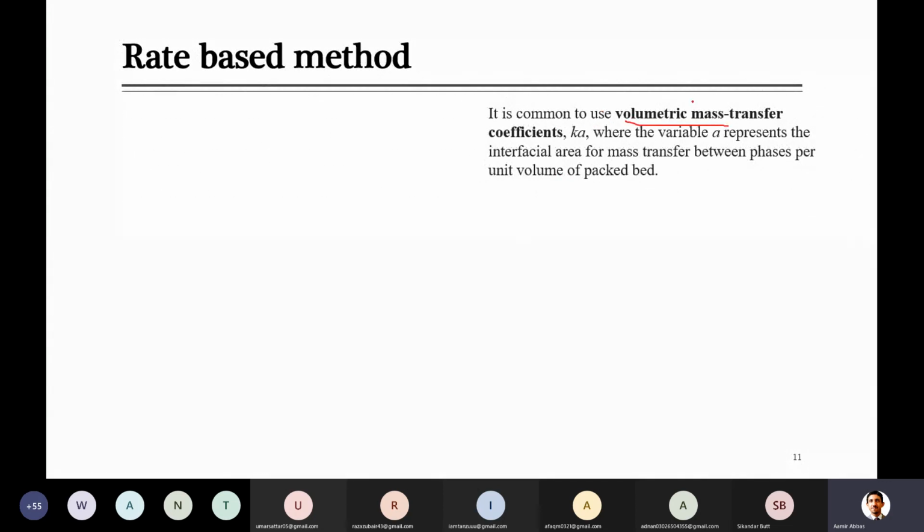equation which involves the volumetric mass transfer coefficient, and that is represented by Ka. So already you can see that A represents an interfacial area, but we have rearranged it, or come up with an equation in which we don't need to calculate a separate area to do the calculation of K, but we will be calculating some factor Ka.